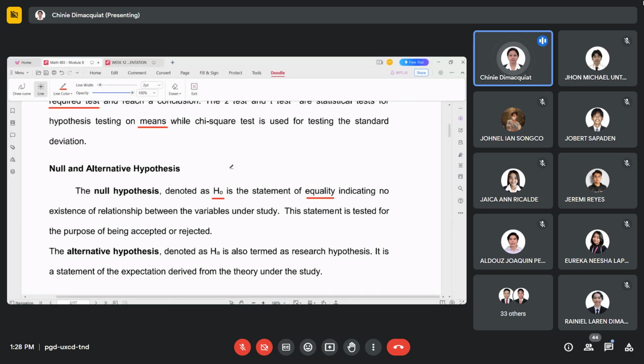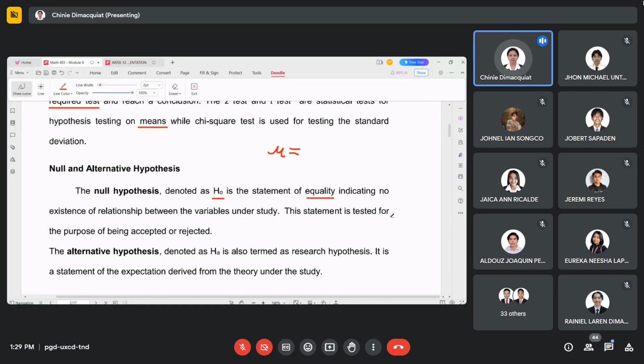Kaya halimbawa, if meron kayong parameter na mean, let's say mean yung ating tinetest, kapag null hypothesis ang inyong i-identify or i-determine, laging equal sign yung gamit na symbol. Then this statement is tested for the purpose of being accepted or rejected. Dahil nga ito ay parte ng inferential statistic, magkakaroon tayo ng conclusion. Atin bang i-accept or i-reject si null hypothesis?